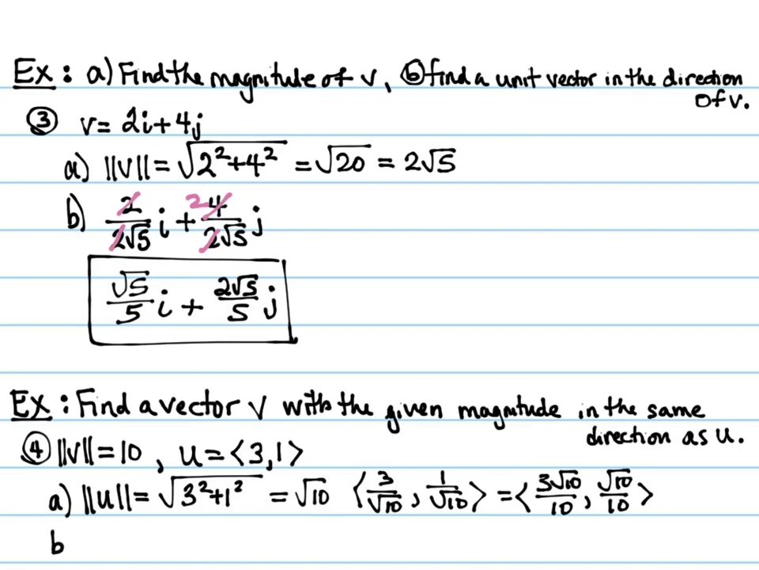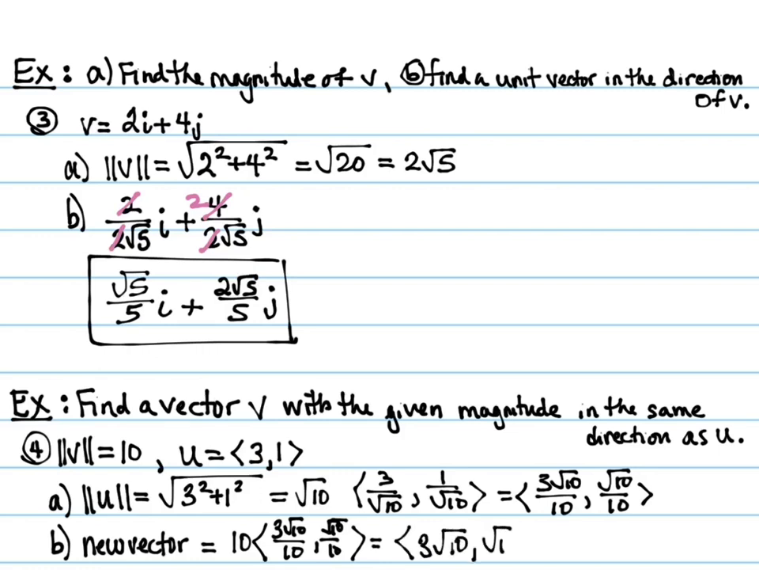And then what would I do to actually find the vector that I want, my new vector? Yeah, I'd multiply by 10. So 10 times 3 root 10 over 10, root 10 over 10. So I would get 3 root 10, root 10.